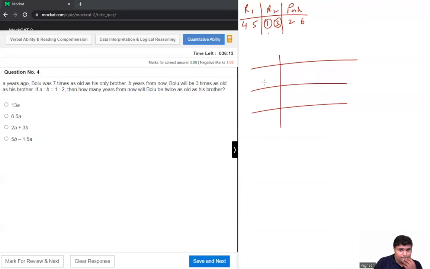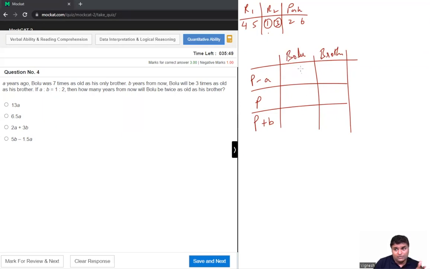What do we do here? What do I put? Three years ago, years before present and years. So we put a present over here, a present minus A, and B years from now, right? Three scenarios. And we have Bolu is 7 times as old as his only brother. So we have a brother here, and we have a Bolu here, right?